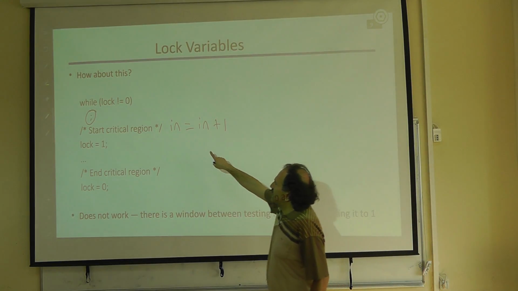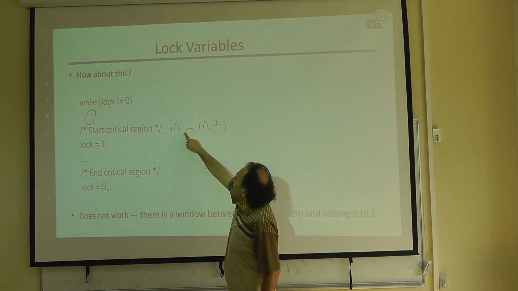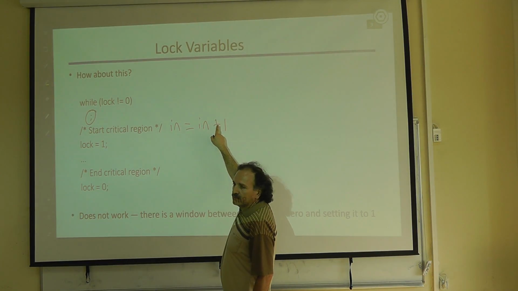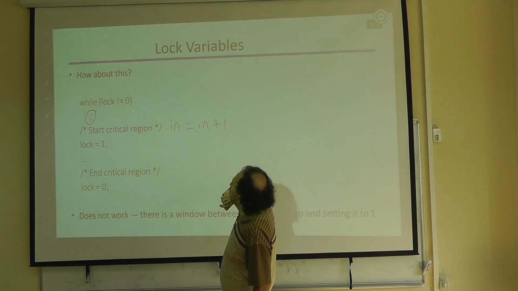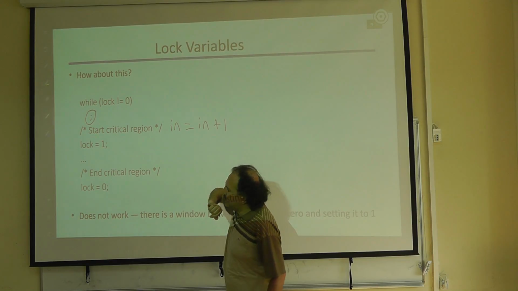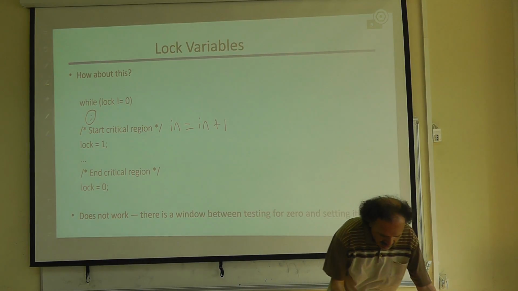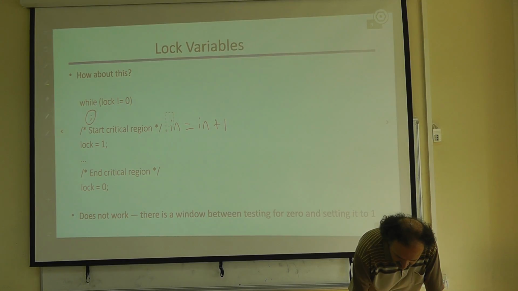And in my critical region, I have this expression. in gets the value of in plus 1. Okay? Then when I do this, critical region. No, sorry. This should not be here. I should move this after the loop. Yes, yes. That's the problem. I should move this here.